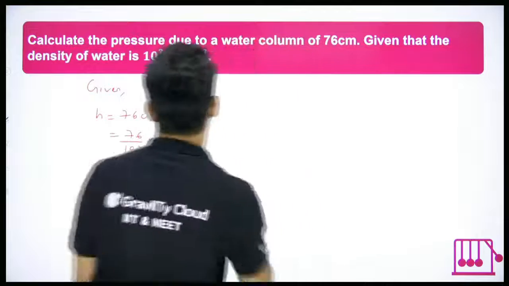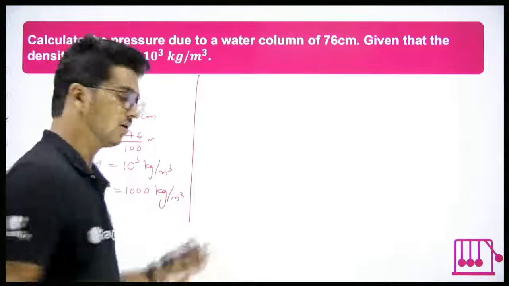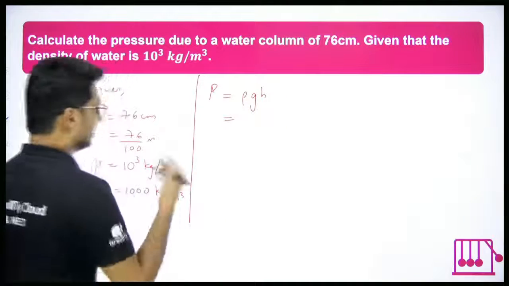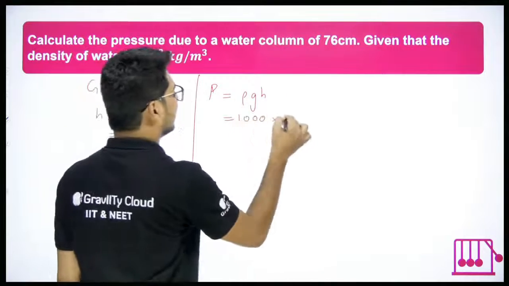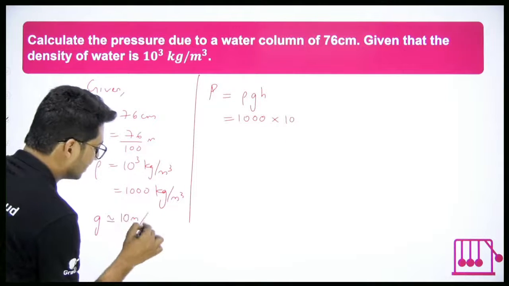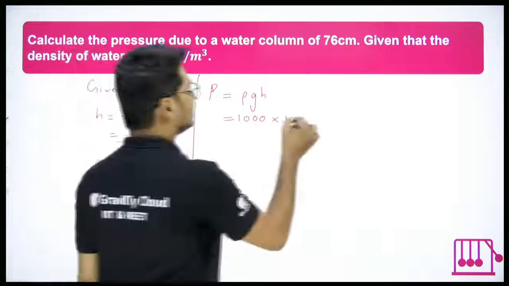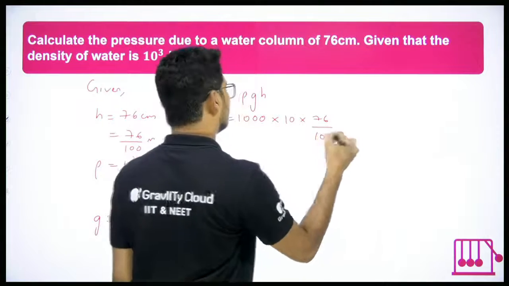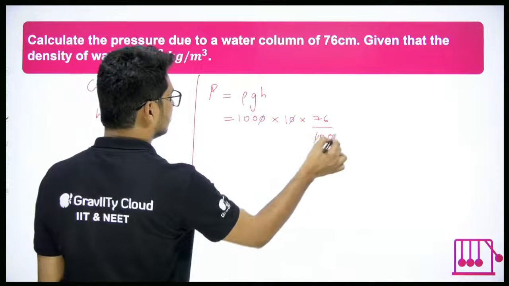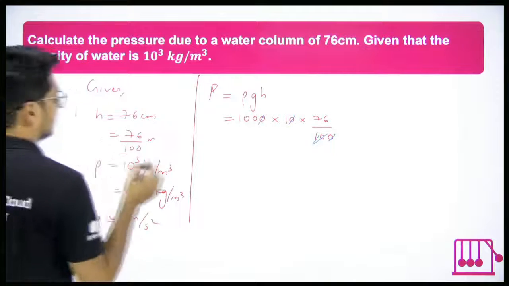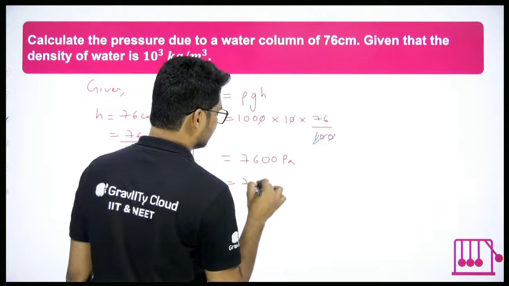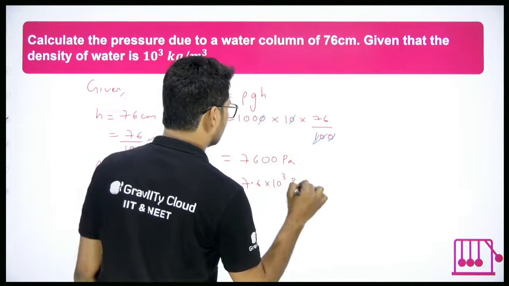You have density and you have height. All that we need is to find out what? Pressure P is equal to rho g h. Rho is 1000. g we will take as 10 meter per second square. And h is 76 by 100. There you have it. Do the calculation. We should get the answer. Zeros cancel. So it remains what? It is 7600 Pascal or 7.6 into 10 power 3 Pascal.